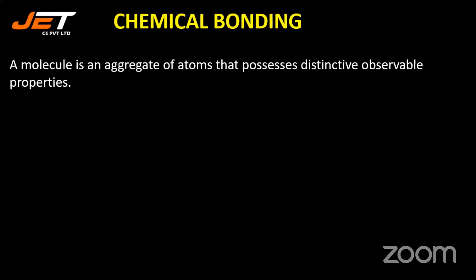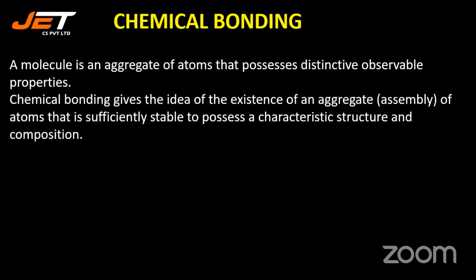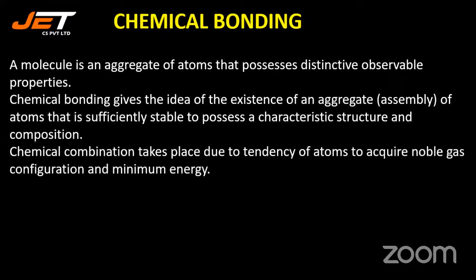A molecule is an aggregate of atoms that possess distinctive observable properties. Chemical bonding gives the idea of the existence of aggregates, an assembly of atoms sufficiently able to possess a characteristic structure and composition. Chemical combination takes place due to the tendency of atoms to acquire the noble gas configuration and to attain a minimum energy.